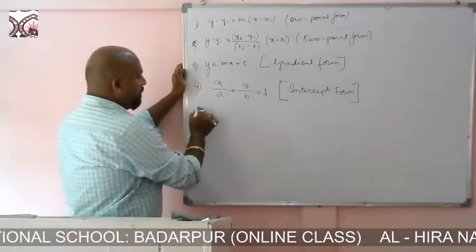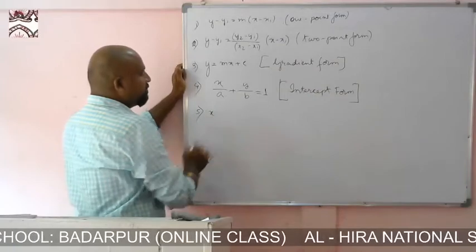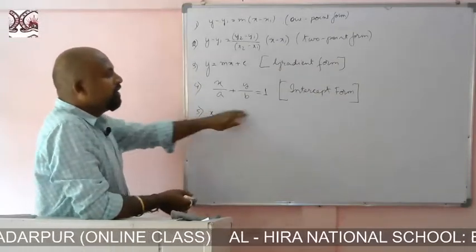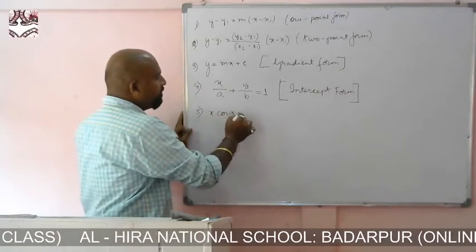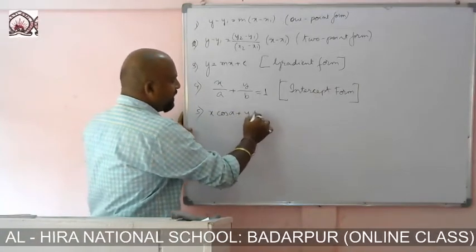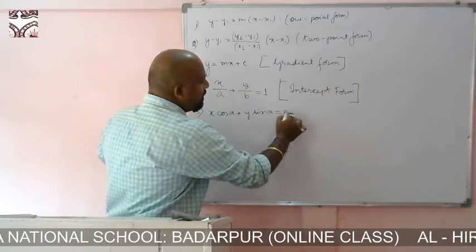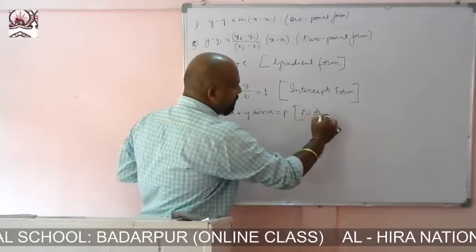Now number 5: x cos alpha plus y sin alpha equals p. This is written in what form? The normal form.